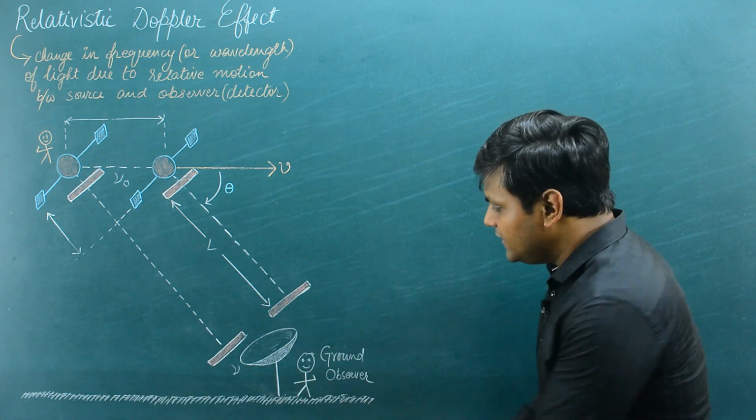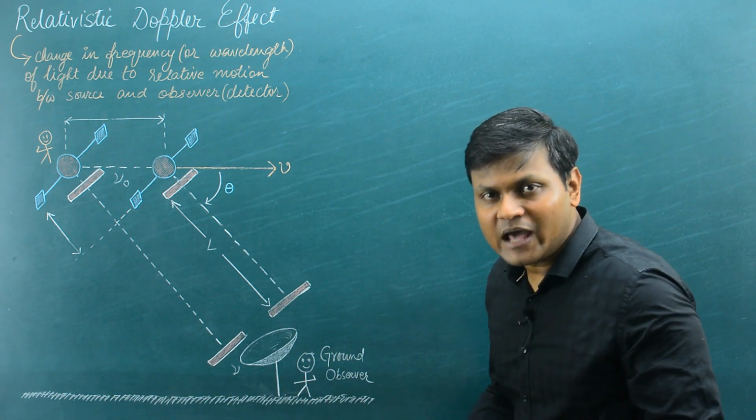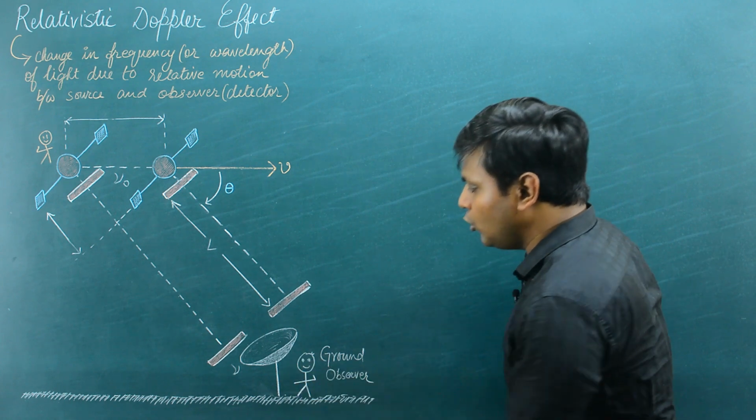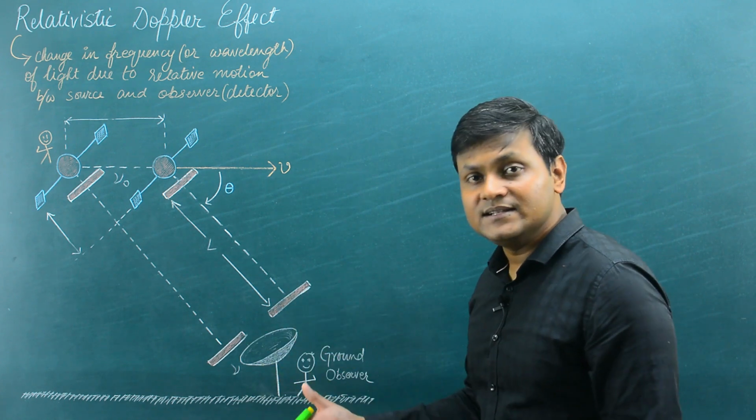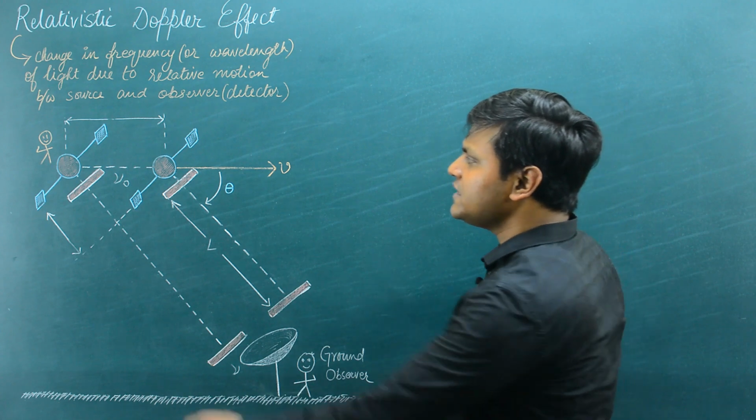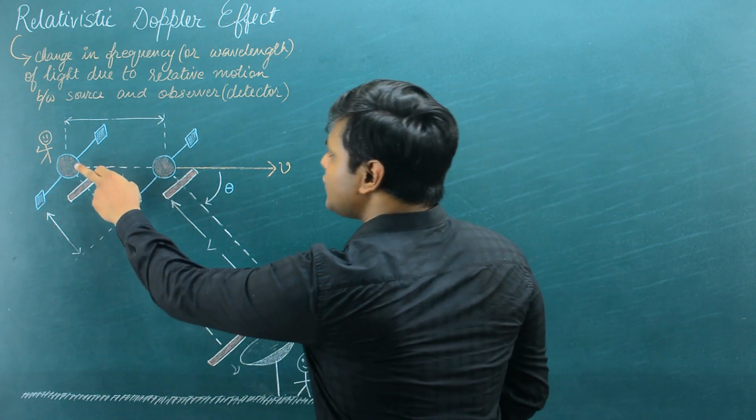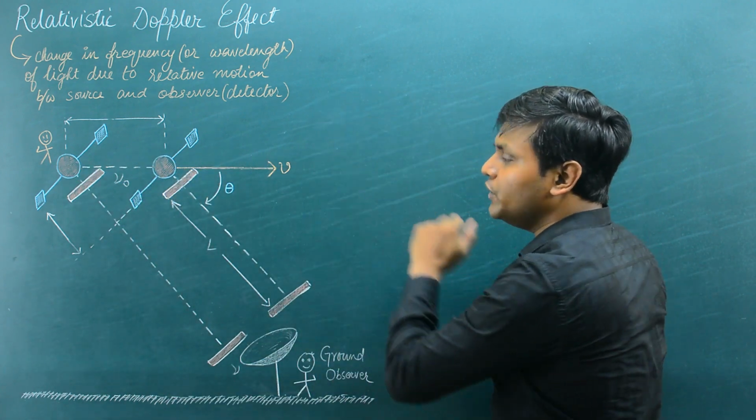Now it must be very clear from the diagram itself that this is the ground, this is the earth, this is some kind of a detector, some kind of an antenna, and this is a ground observer which is detecting the signals that are being emitted by some kind of a satellite that is traveling at very high velocities in a particular direction.